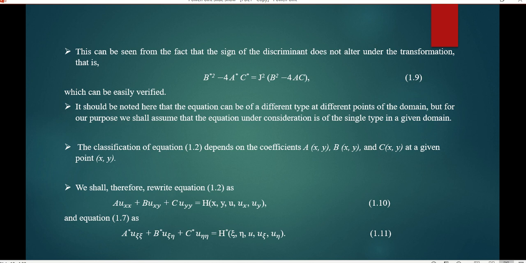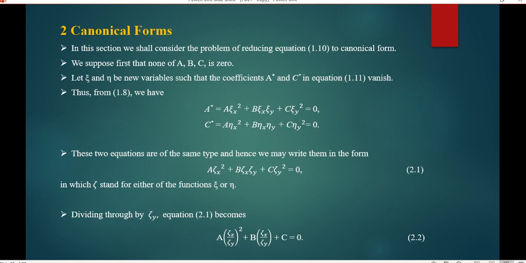domain. Now we consider the coefficients a, b and c alone, since the classification of equation 1.2 depends only on those coefficients. So we can rewrite the equation 1.2 as 1.10. Simultaneously the equation 1.7 becomes 1.11. So next we see about the canonical form.